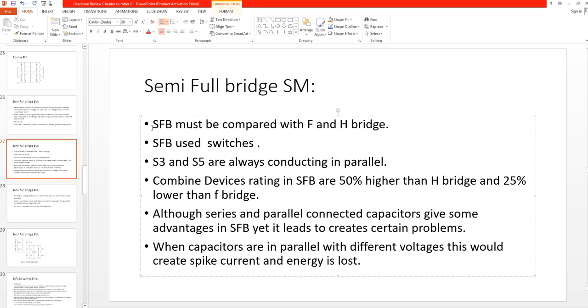So the research says that the semi-full bridge topology can be compared with the full bridge and half bridge topology. The semi-full bridge topology uses switches S3 and S5, and they are always conducting in parallel. So the combined device rating in the semi-full bridge submodule topology is basically 50% higher than the half bridge and 25% lower than the full bridge. So it lies in between the half bridge and full bridge topology.